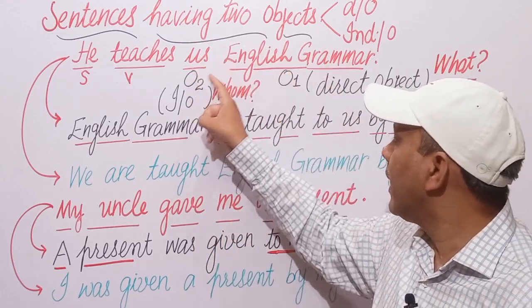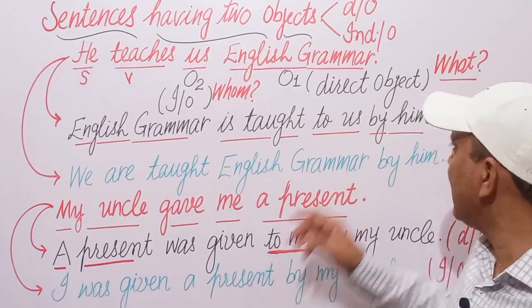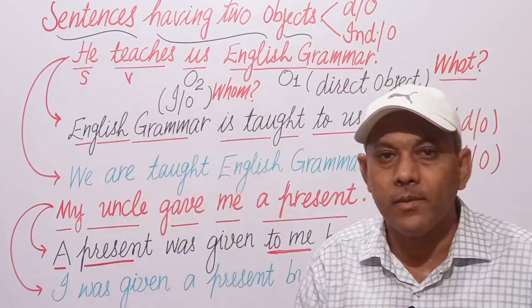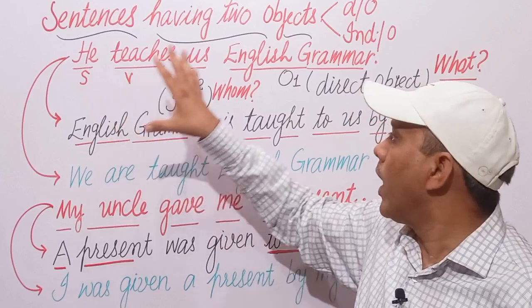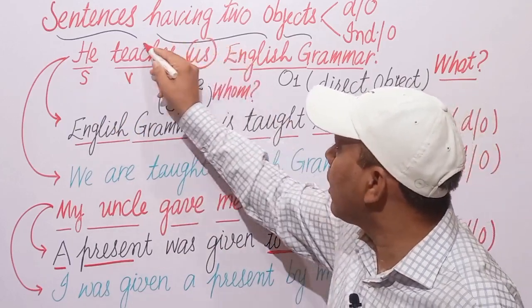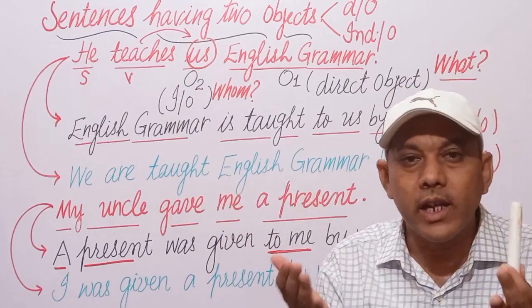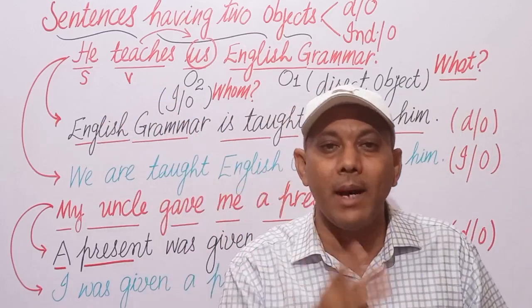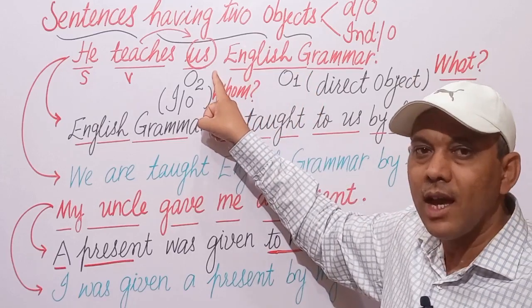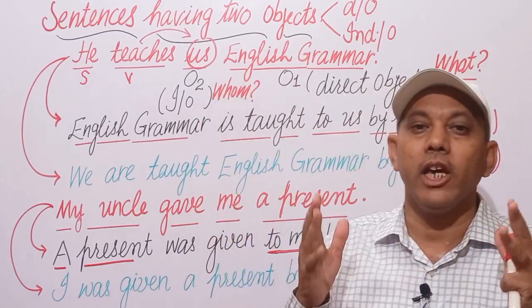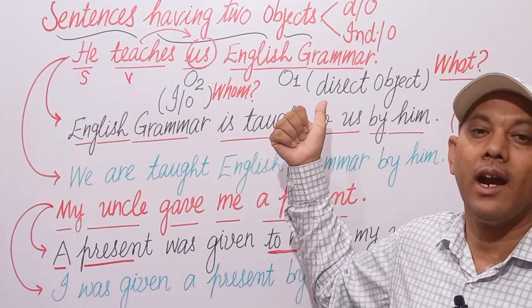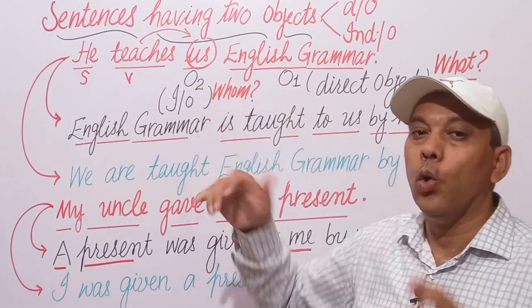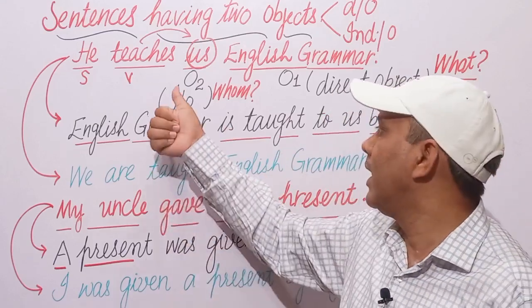Indirect object: when we answer whom, we get an indirect object. There is an action of teaching, and he is the doer of the action, and us is the receiver of the action of teaching. And what is received, that is English grammar. That is why these sentences have double objects: indirect object us and direct object English grammar. If we ask what, then we get the direct object, and when we ask whom or who is the receiver of the action, we get the indirect object.